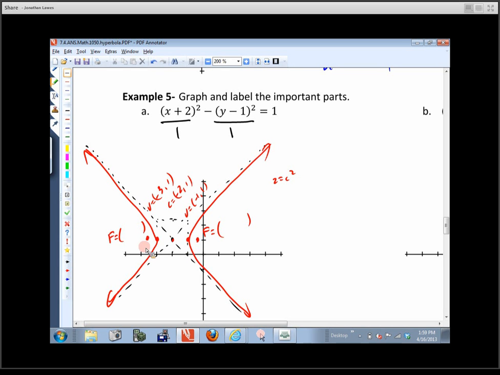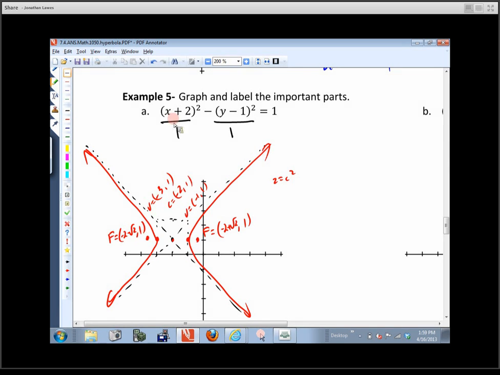Which coordinate changes from the center if I'm going left and right? That one. X does, right? By how much? Square root of 2. So this is going to be -2 plus radical 2 comma 1, and this is going to be -2 minus radical 2 comma 1. I've got all those labeled.